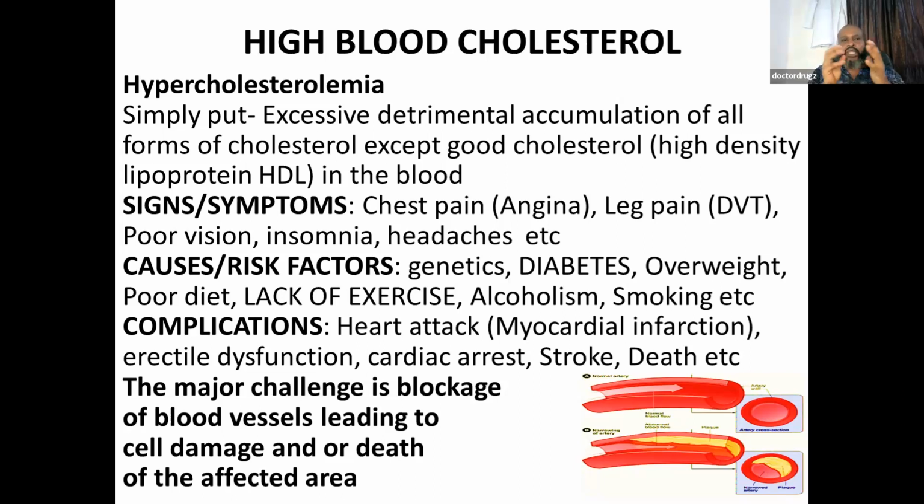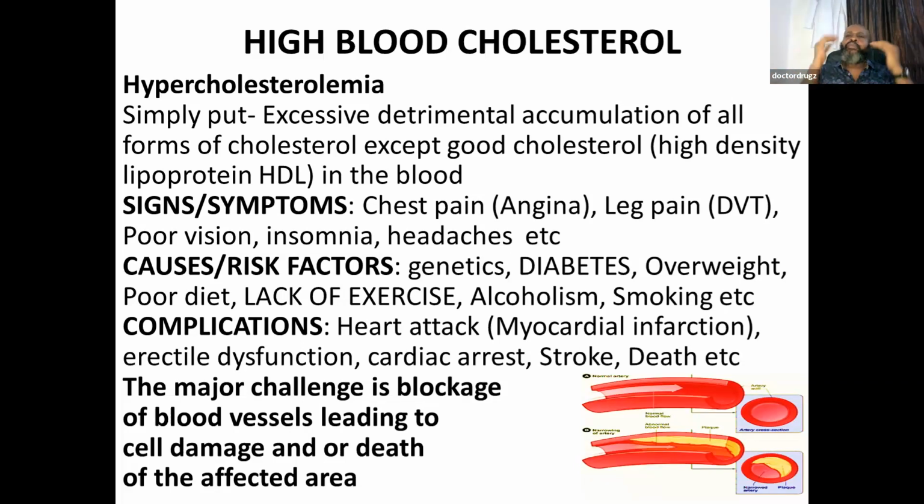So now, the signs and symptoms include chest pain and leg pain. Sometimes people have leg pain because of DVT. Their cholesterol has accumulated in the deep veins of the body. Poor vision, because even the eyes need what? Blood supply, and the cholesterol blocks the blood supply. One begins to have poor vision.